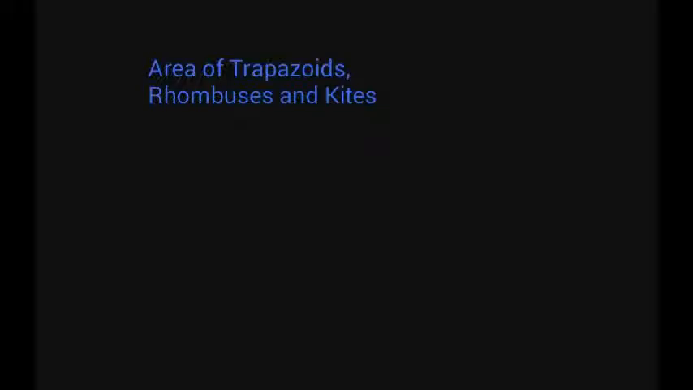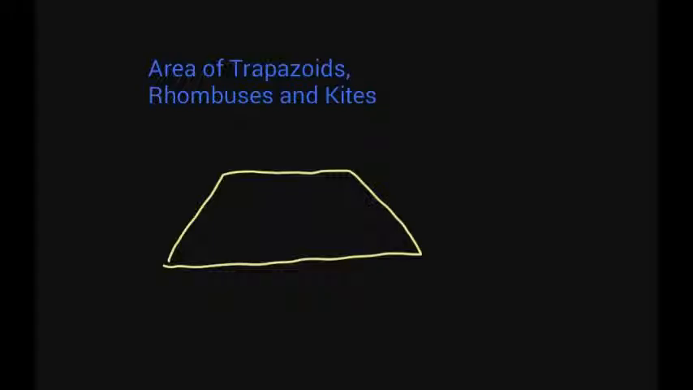Alright, so let's talk about area. Trapezoids, rhombuses, and kites. So we'll start with the trapezoid. Let's draw a trapezoid here. And a trapezoid has two bases, and they're parallel. So you always want to look at those two parallel lines. So let's say this is 8 and 12.